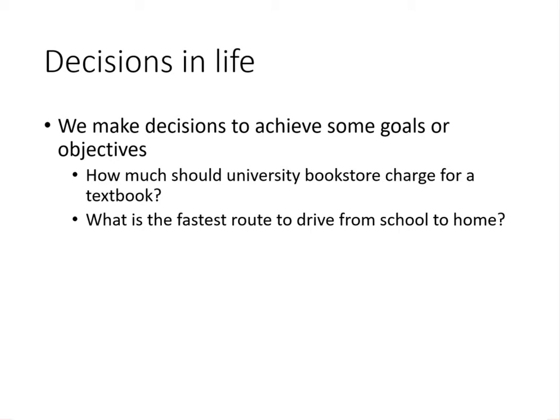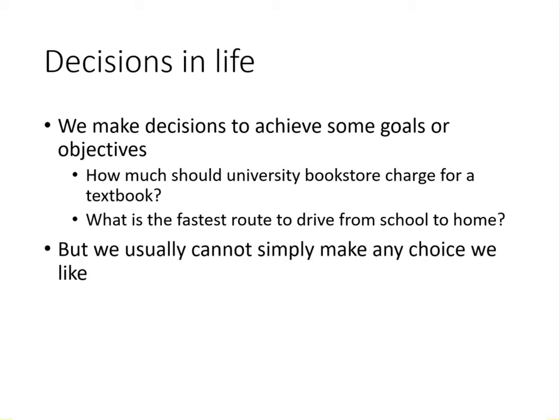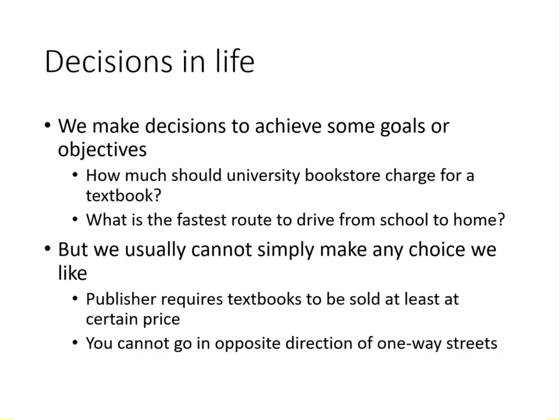Or maybe you're on campus today and you're about to go home, so you need to decide what is the fastest route to go home. However, the reality is we cannot simply make any decision we like. For example, the publisher may require bookstores to set the book price above a certain price point. Or, you know the fastest route to go home, but you cannot take it today because there's a construction. So, there are usually some sort of limitation on the decisions we make.